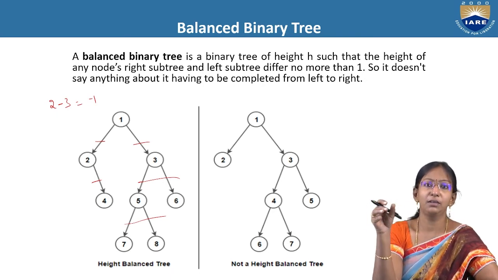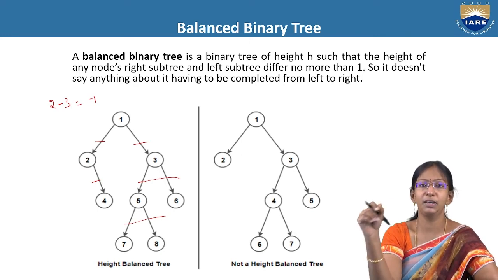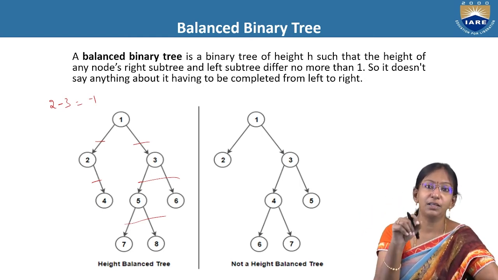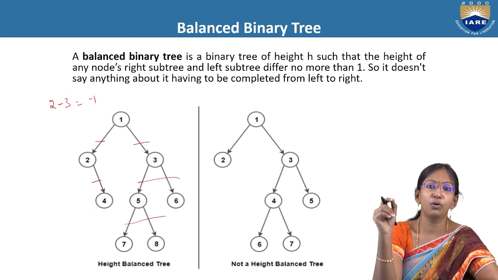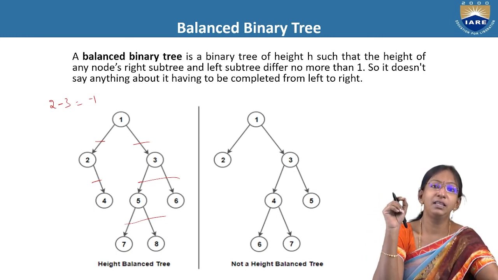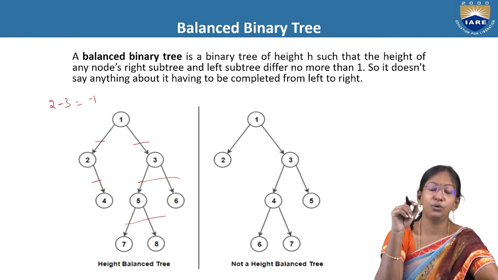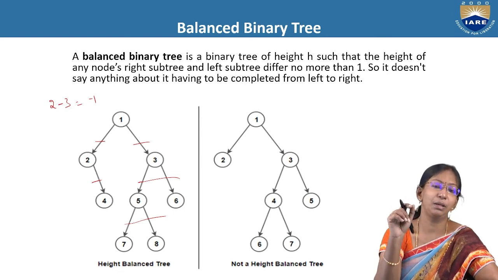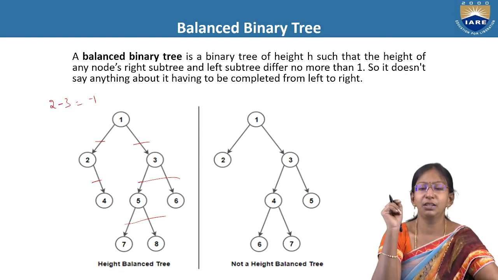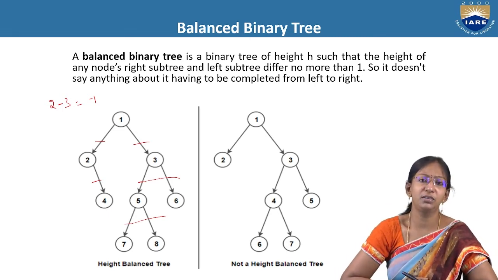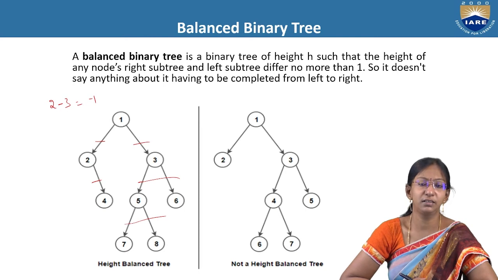The difference between the heights of left and right subtree, generally we call it the balance factor. And if the balance factor is minus 1, 0 or 1, then we call it a height balanced tree. And this balance factor rule, each and every node, including the leaf node, must abide by. Obviously, for the leaf nodes, balance factor is 0 because they do not have any left or right subtrees.